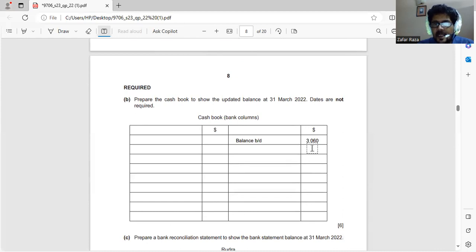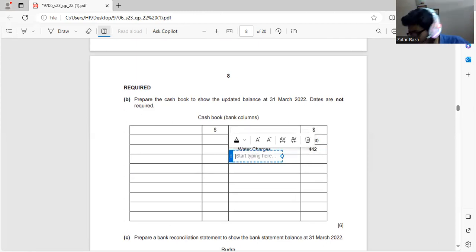So direct debit means bank is decreased. So we are going to write it over here. Water charges, and this is going to be reported over here, 442. Okay.